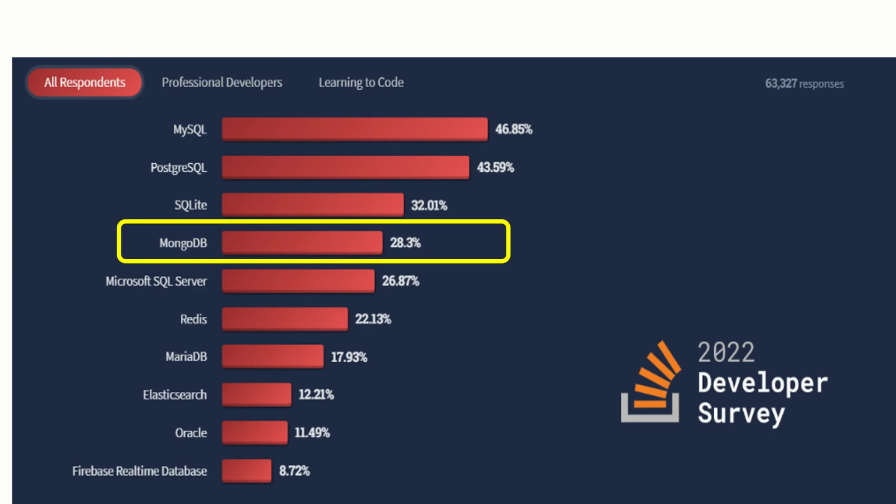When you look at the developer survey conducted in 2022, you could see that MongoDB is one of the non-relational databases which is very widely used, and Redis is another non-relational database. When you look at the scores of how people have rated them, MySQL, PostgreSQL and SQLite are all relational databases, and MongoDB is one of the first non-relational databases to get the highest usage, with almost 28.3% of people using MongoDB because of its advantages.